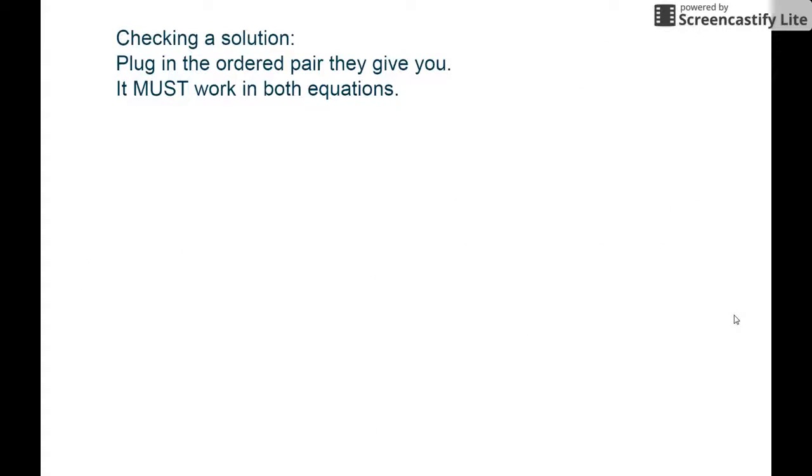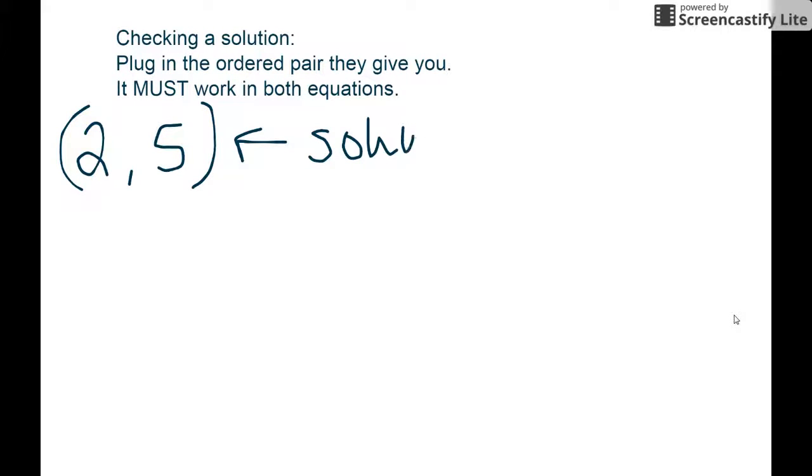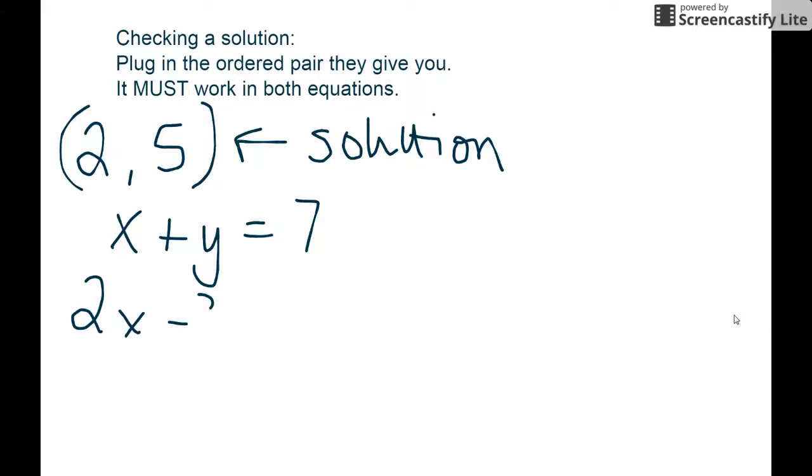Okay, so one of the first things you're going to have to do, even before you graph, is they just want you to be able to check a solution. So, for example, if they give you something like 2, 5, they're telling you that this is a solution, and you have to check it in these equations. So the first equation is x plus y equals 7, and the second equation is 2x minus 3y equals 11. So what you're going to do is you're just going to plug in. There's your x, and there's your y. And you have to make sure it plugs into both.